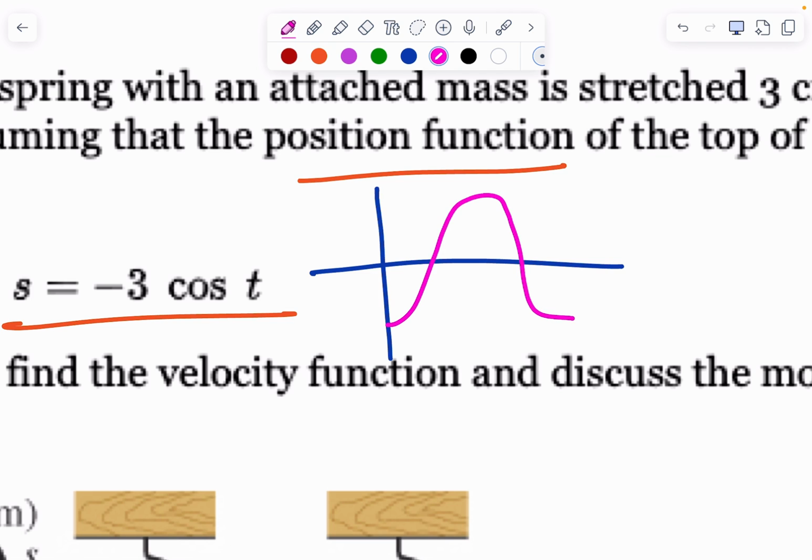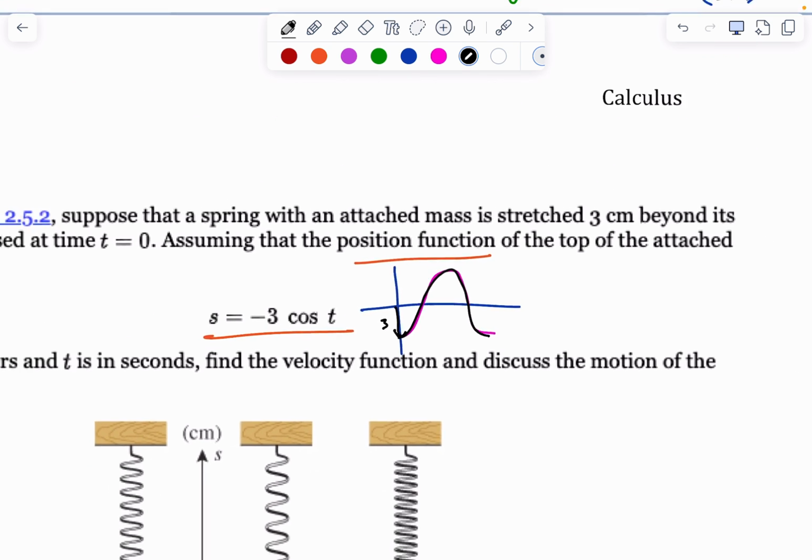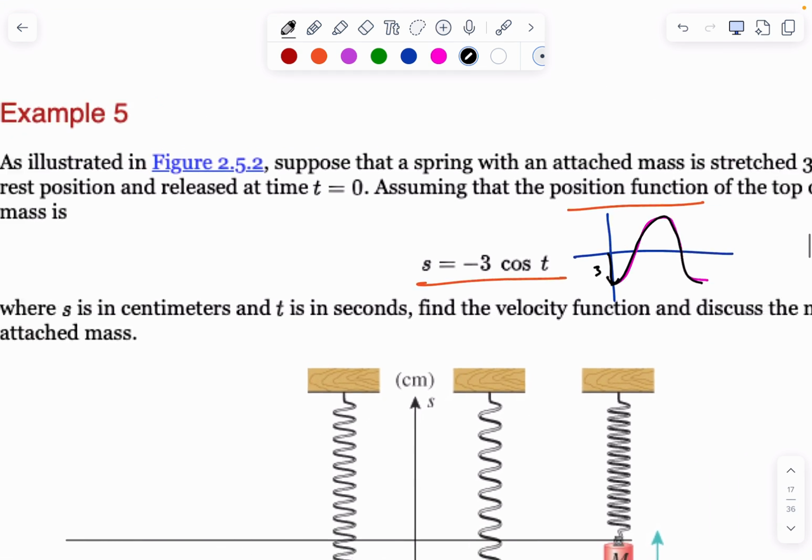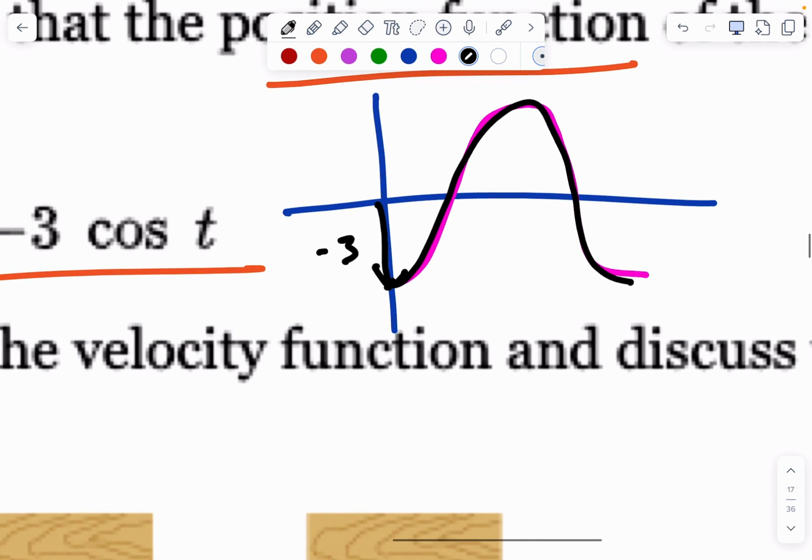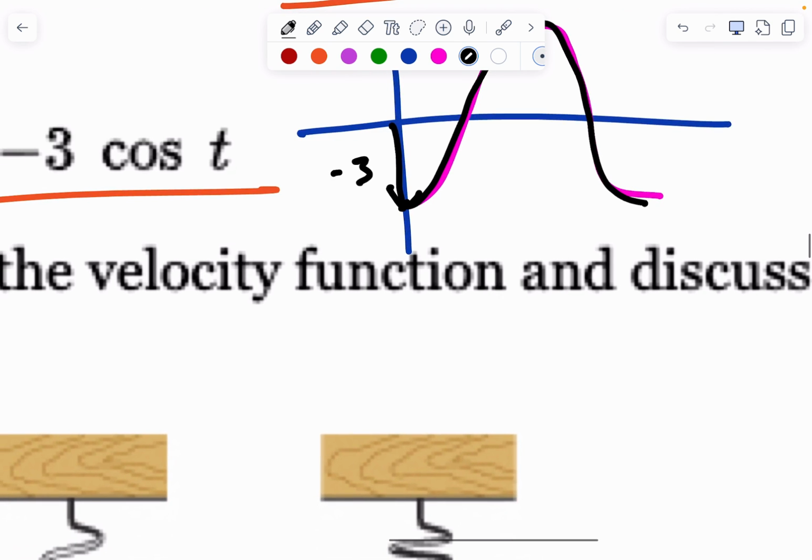Okay, this is the path that the spring is taking. So the spring is being pulled down, and then it's being released, and it's doing one of those. That's what the spring is doing. Down 3 past equilibrium. 3 centimeters beyond resting position, a little over an inch. You're just pulling it down, and it's springing up and down and up and down. That's what it looks like.